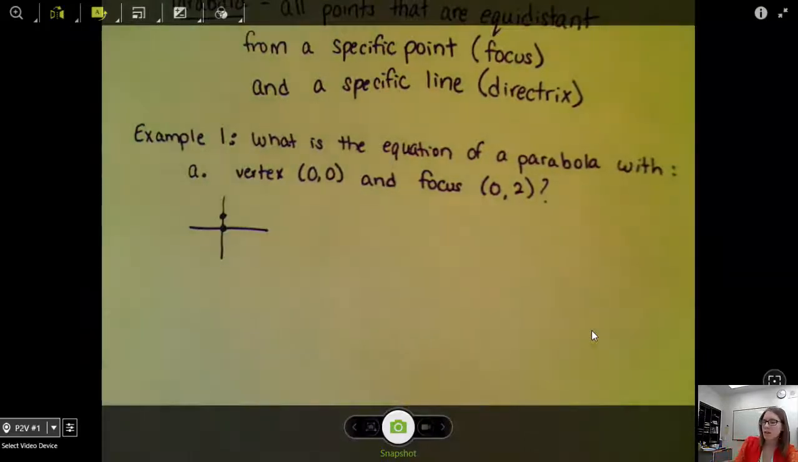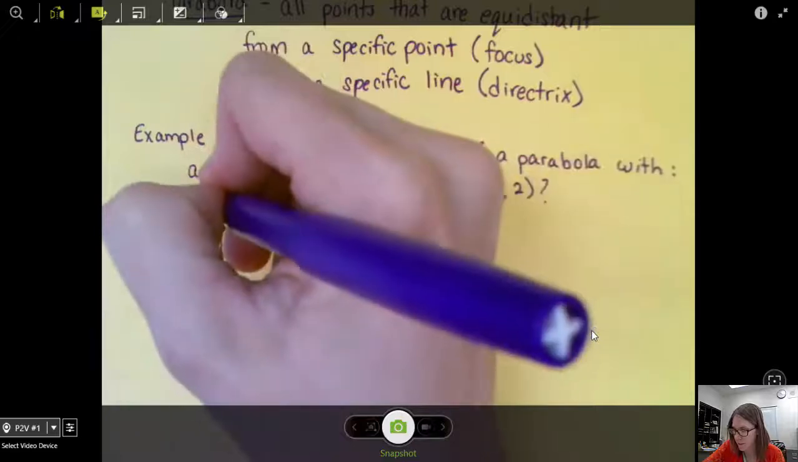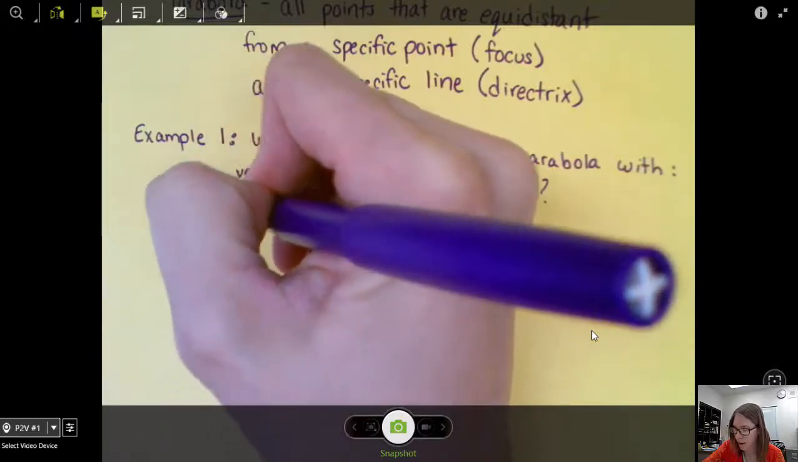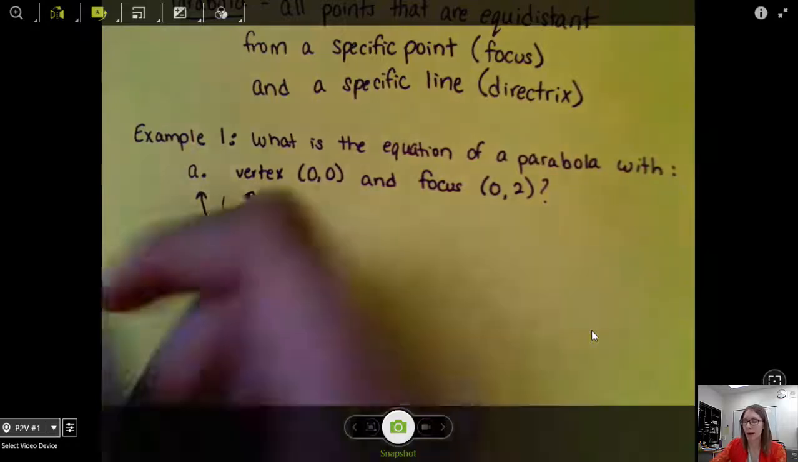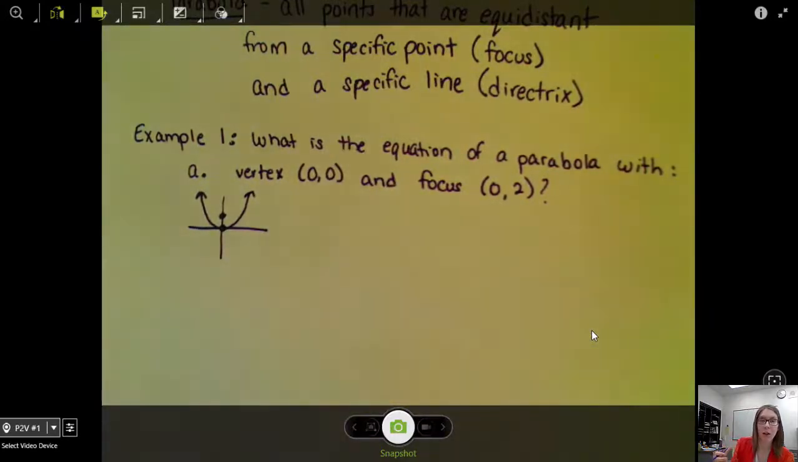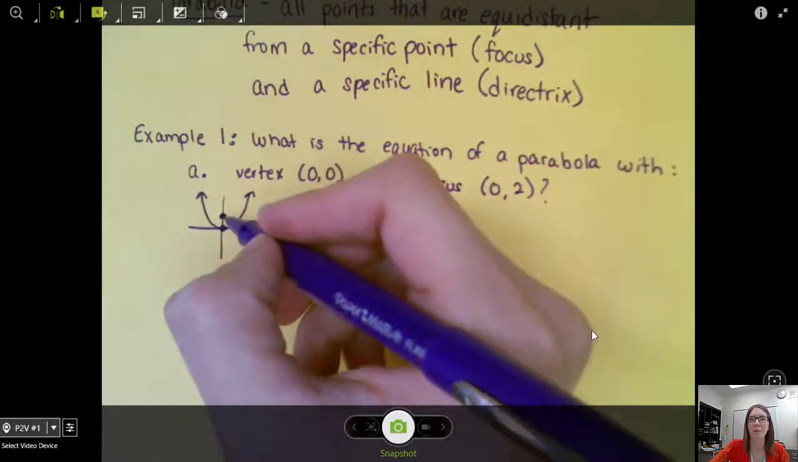Now think about what our parabola is going to look like. Well, that focus point is always inside the parabola. So that means our parabola has to open up. Once you have that figured out, then it's a lot easier. I like to think of it as, imagine the parabola is a cup and the focus is a ball, and you're trying to catch the ball inside the cup. So what is your parabola going to have to look like if we caught the ball?